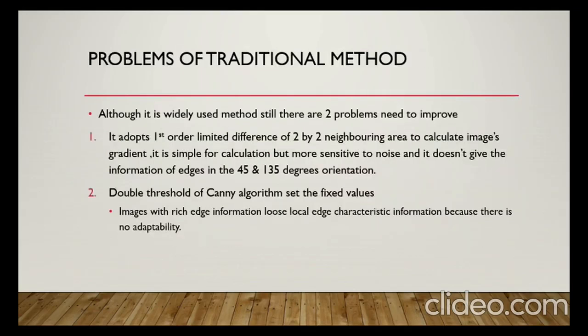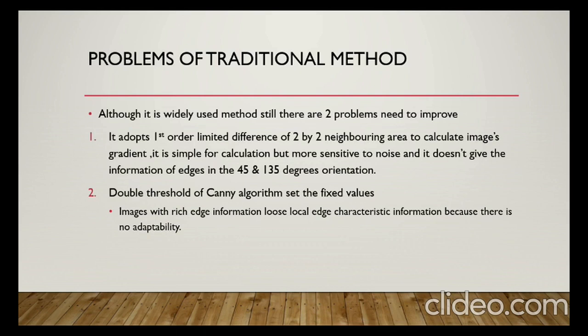I already mentioned in the previous slide, mainly it has 2 problems. First one is it is very sensitive to the noise. By using the 2 by 2 neighboring area, it doesn't give the information about the 45 degrees and 135 degrees orientations edges information. That means if the edge gradient is in the direction of 45 degrees and 135 degrees, we are going to lose those edge information, and it is very sensitive to the noise. This is the first problem.